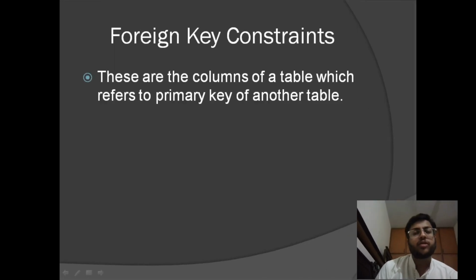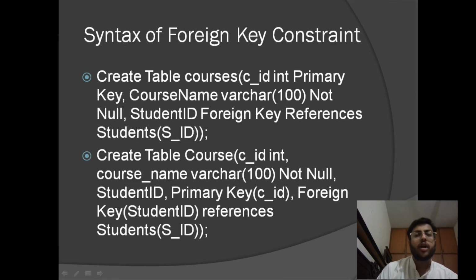Now the foreign key constraint. The foreign key, I also told you in my previous video, these are the columns which refer to the primary key of another table, right? These columns refer to the primary key of their parent columns, right? Now here are some syntaxes through which we can add the foreign key into our database. Now how we can do that during the creation of our database?